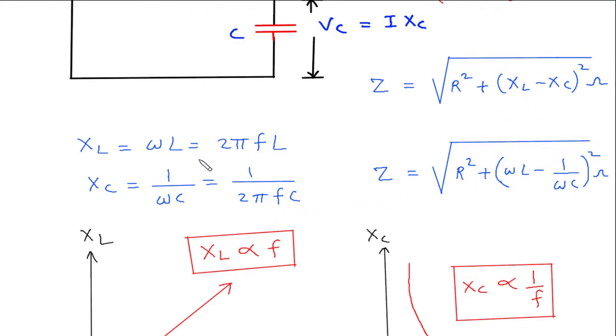Now from this we can say Z is equal to under root of R square plus omega L minus 1 upon omega C whole square. We can replace the value of XL and XC. So this will be omega L and this will be 1 upon omega C.